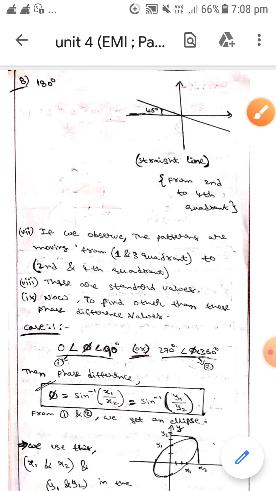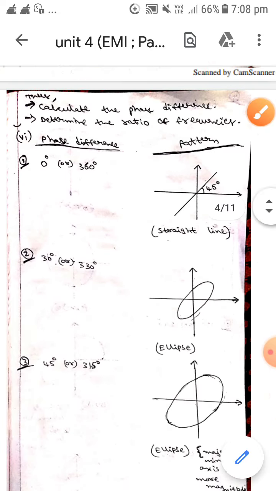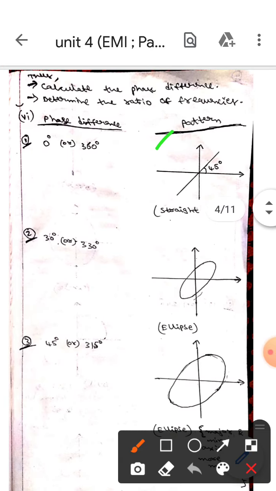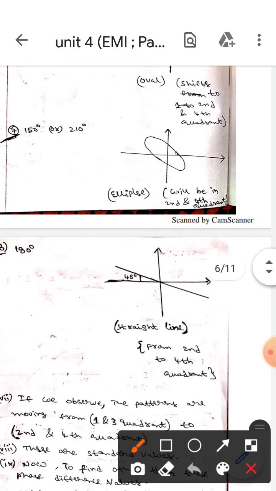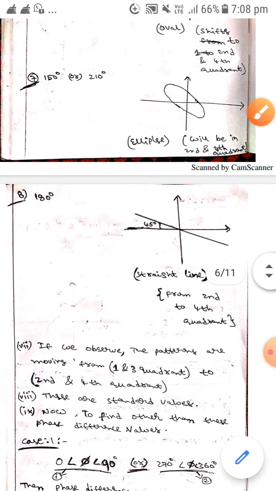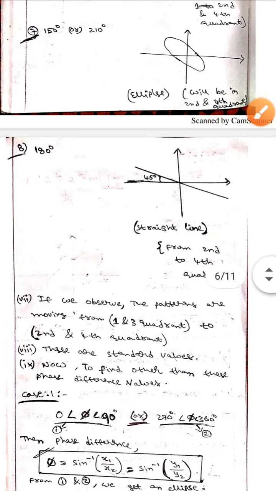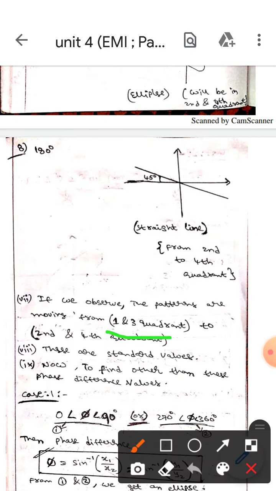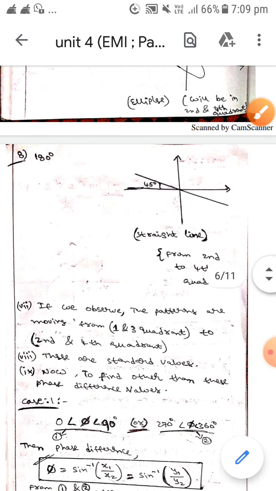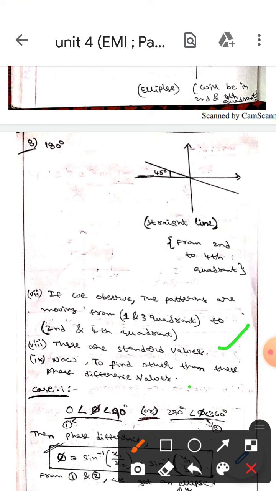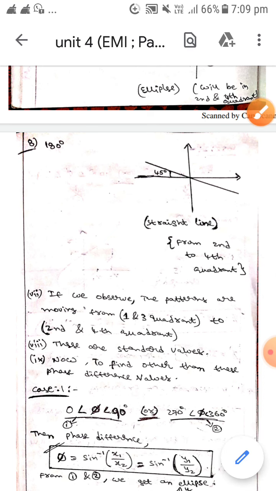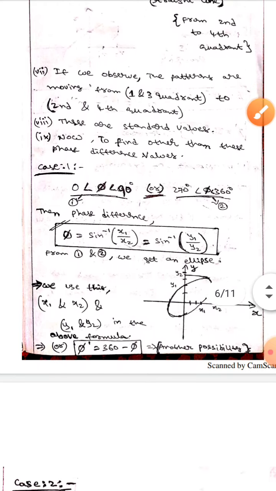If you observe all these diagrams from here to here, then we can observe that they are changing from the first and third quadrants to the second and fourth quadrants. These diagrams are standard values. Now to find phase difference values other than these, there are two cases.